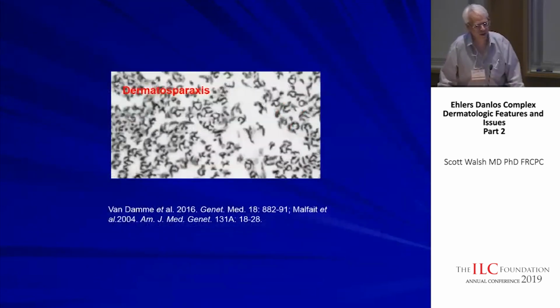Dermatosparaxis Ehlers-Danlos, so this is where you couldn't process the collagen properly and it rips apart easily. It doesn't look like collagen under electron microscopy. So they call this hieroglyphic collagen.